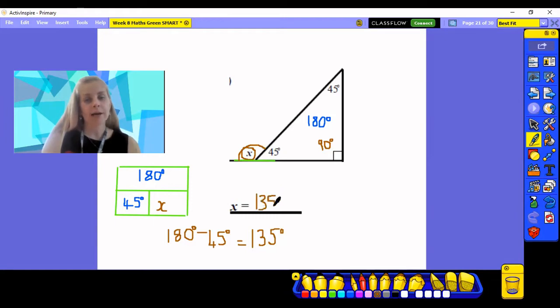We can check that, because if we put that back into our bar model, I put it back in brown here, 135, if we add 135 to 45 degrees, then we get back to our straight line angle, 180 degrees.